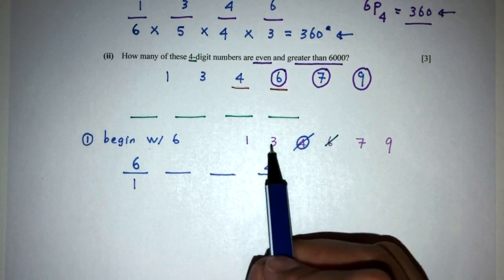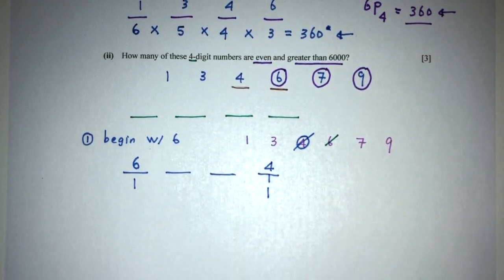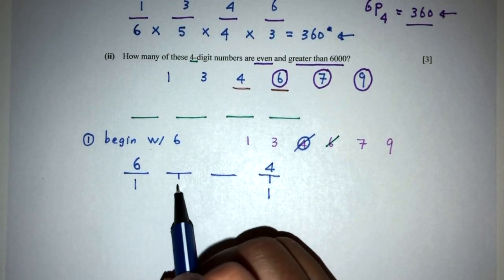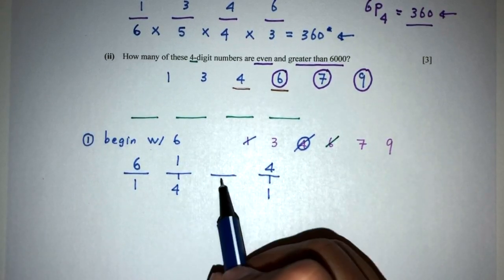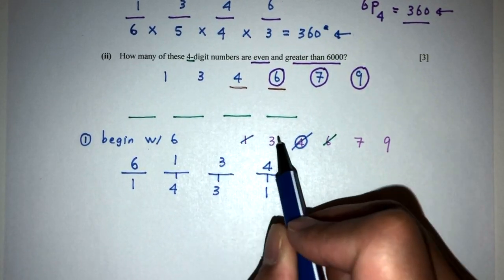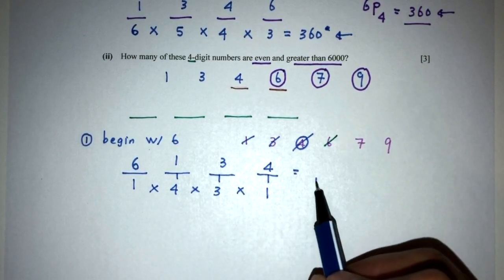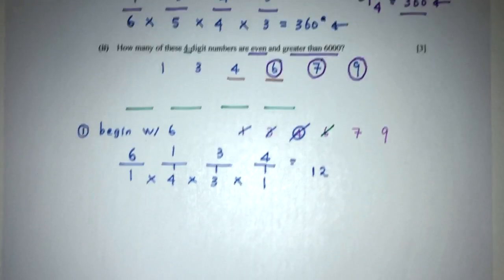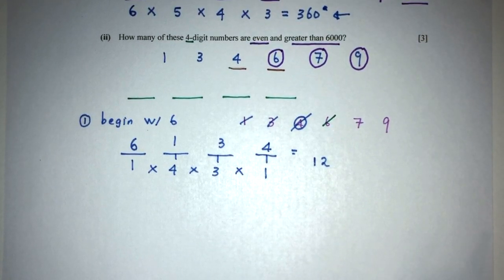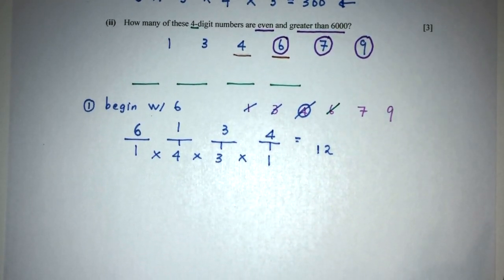Okay, so now we have 4 numbers remaining. So in between, we can choose anything we want to. For this one, we have 4 options. Let's say we choose 1. Then we have 3 options. Let's say we choose 3. So in the end, that will be 1 times 4 times 3 times 1. That should be 12 ways of beginning with 6 for a number which is more than 6,000. That is my first option.